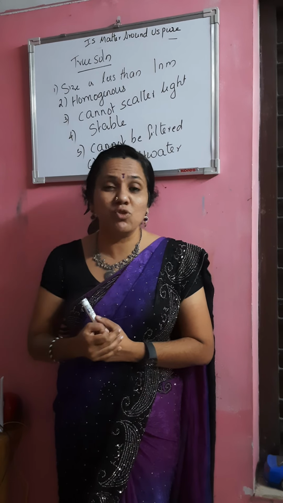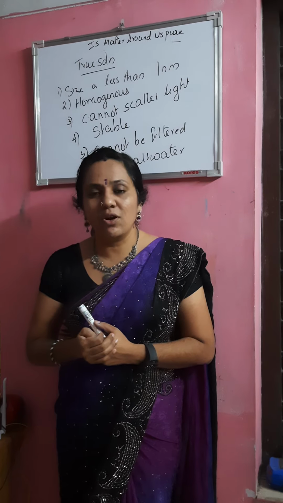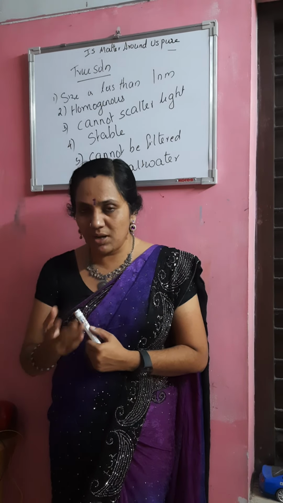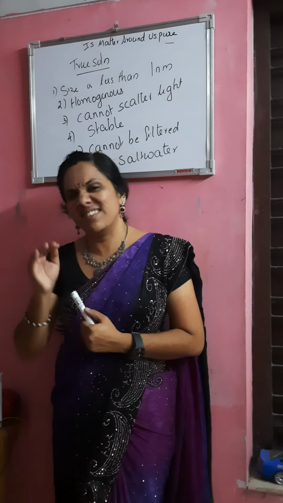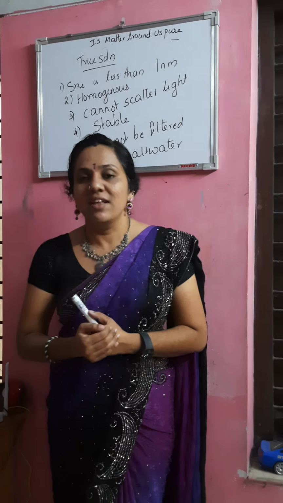Since the size is too small, they cannot scatter the light. Since the size is too small, they will not be able to settle down at the bottom of the vessel or the container in which we are taking it. And the last property is, since the size is too small, they cannot be separated by the process of filtration. They need some other methods.